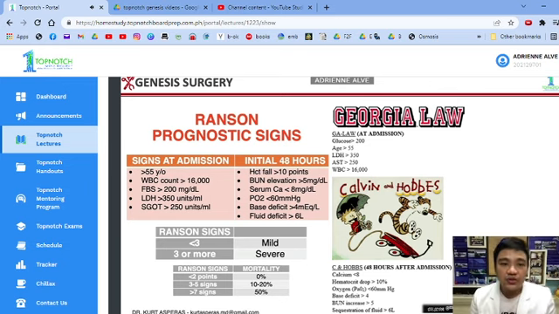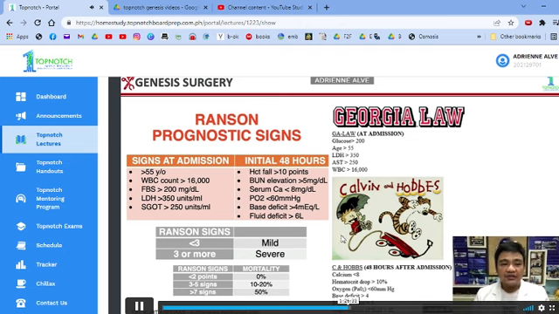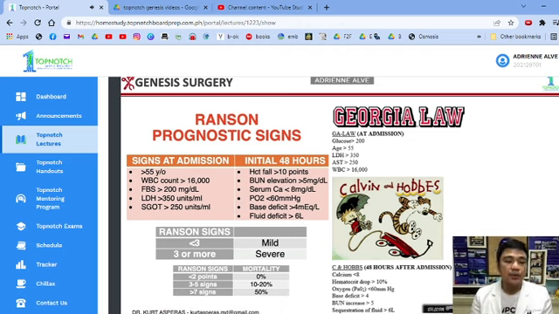Kasi by history, we use what we call the Ranson prognostic sign. So you use this not to diagnose pancreatitis, but rather to classify them or to prognosticate them. So yan, yung mga parameters, your age, WBC count, FBS, LDH, and SGOT, you take it upon admission, and then kapag your Ranson signs mo is less than 3, mild disease lang yan. If 3 or more, severe na yung sakit.